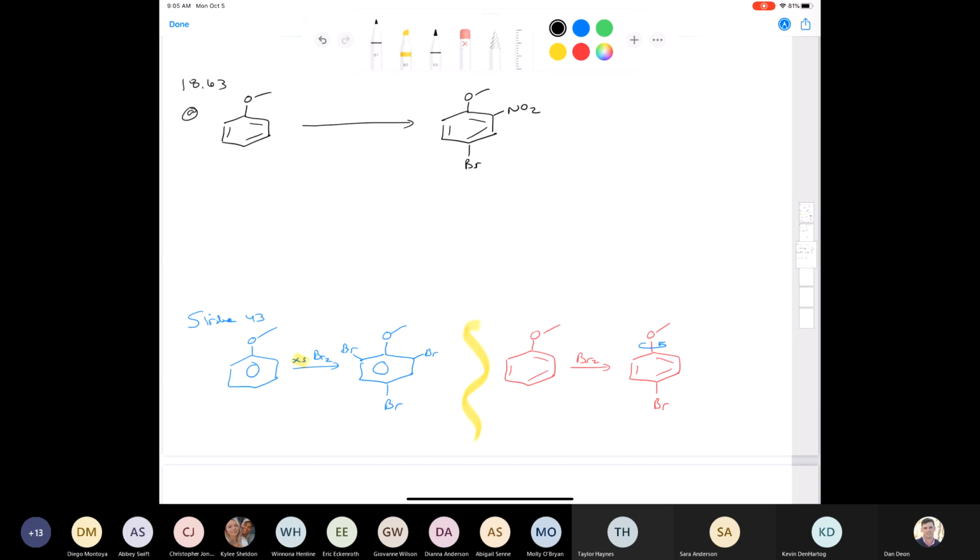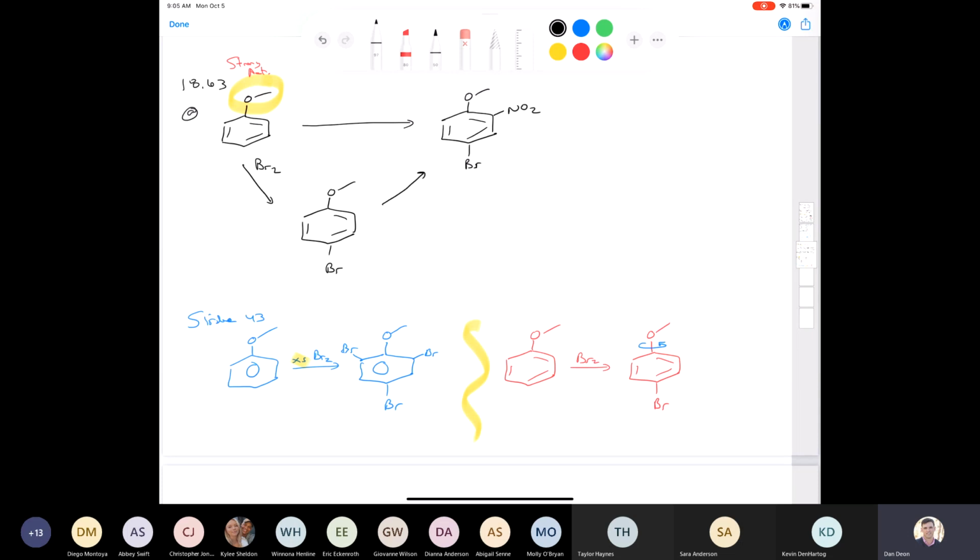So if we treat this with bromine, remember we don't need a Lewis acid catalyst because this is such a strong activator. We could even write that here. Strong activator, so we end up with our bromine in the para position, like that. Br2, and then we can simply nitrate that.